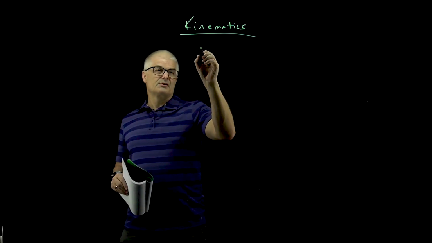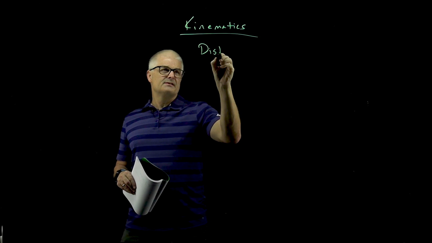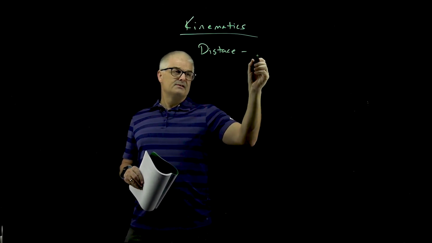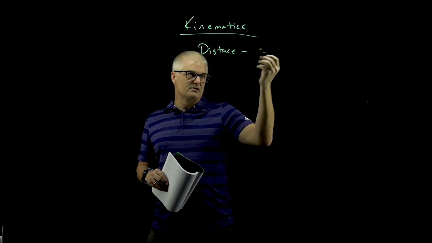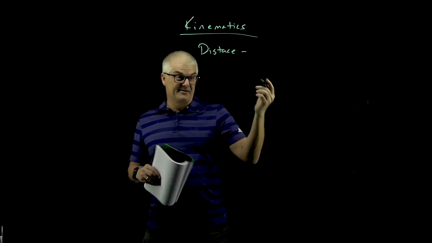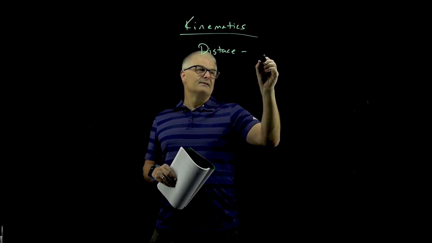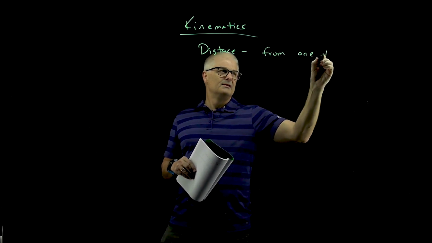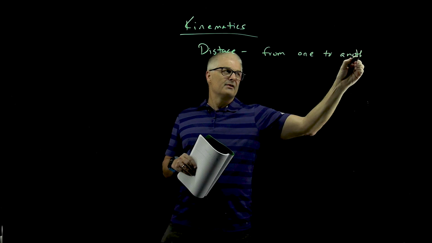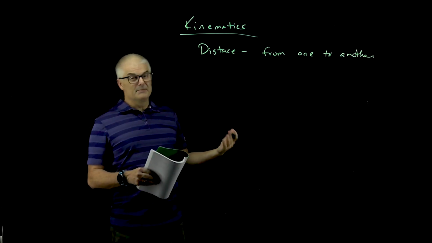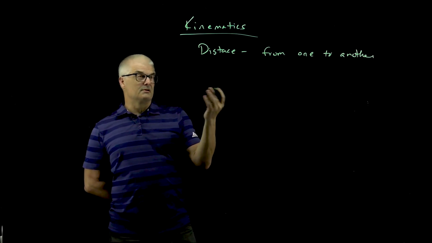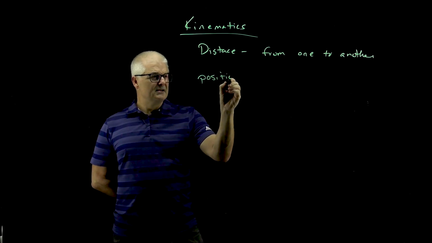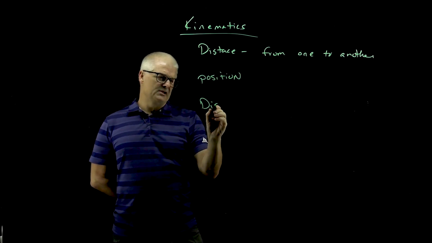The key terms we want to start with is distance. I want to define these terms. Distance is a measure from one place to the other. You know distance. It's a dimension. You can measure it in meters or centimeters or miles or something like that. But then position, and then displacement.